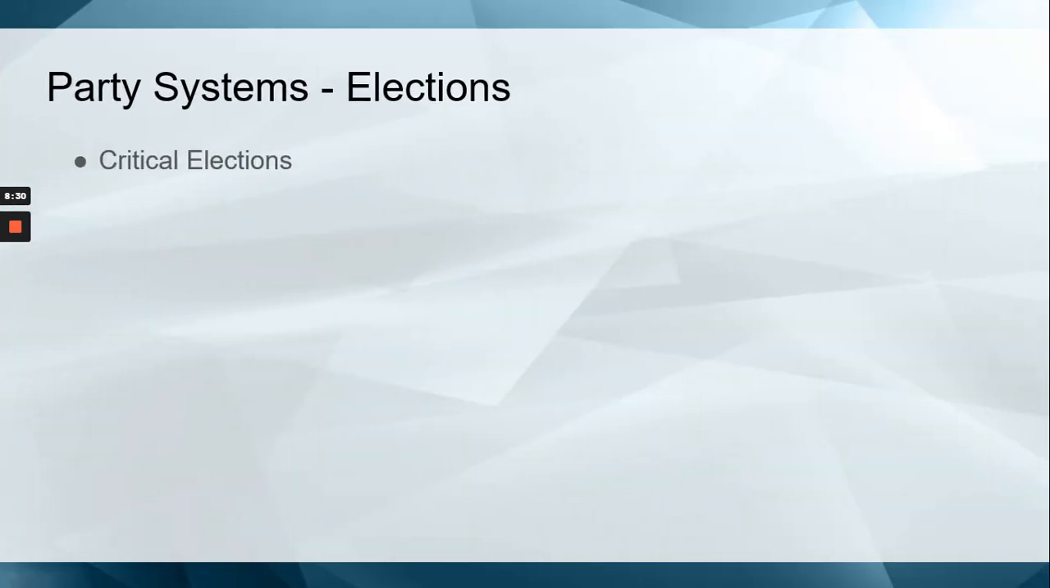Okay, so when we talk party systems and elections, what has kind of switched us in the party system? First off, you're going to have a critical election. Some big thing like a pandemic or a depression has caused a critical election, and that is typically when you see the party system switch.